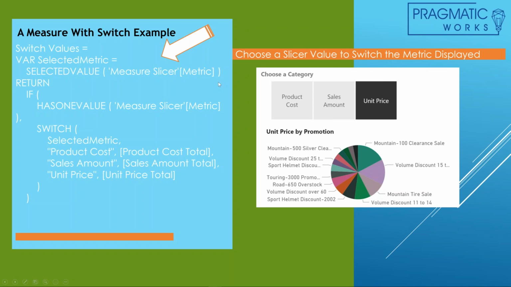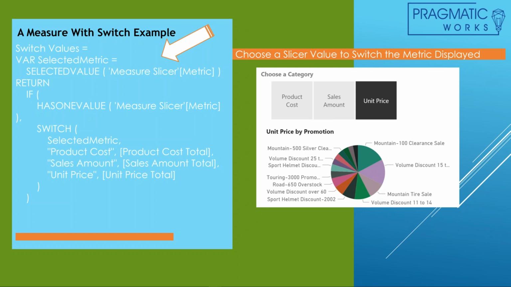Now, the way we can change not just what categories we're looking at, but what metrics those categories are looking at is by using something called switch. Switch is just a DAX function. You can use it in a measure. And again, you'll be able to look at the example of this to better understand it later.